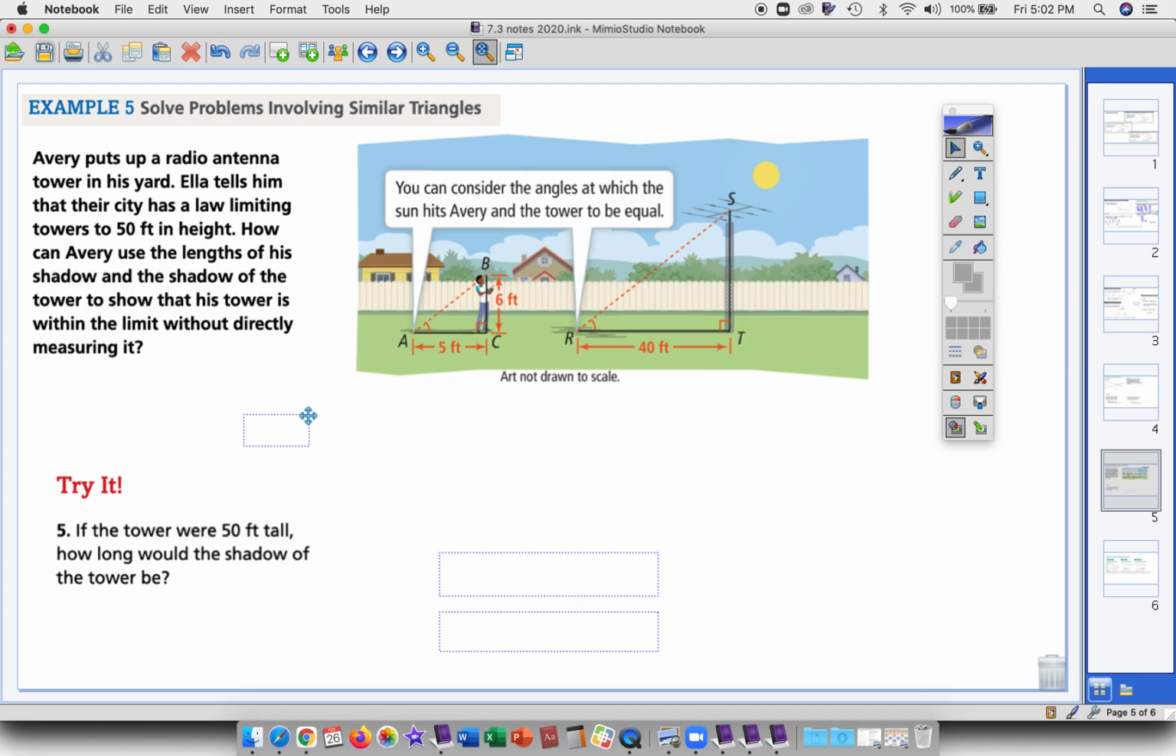Okay, let's see how you did. So the height of his antenna is 48 feet. So he's just under that limit, but it's good enough.